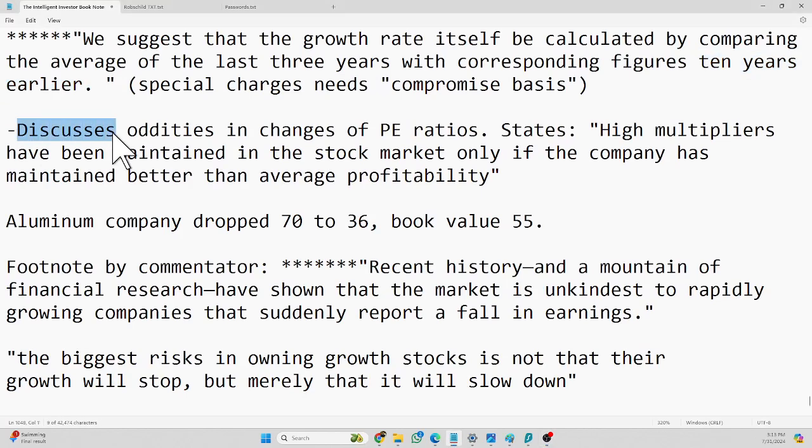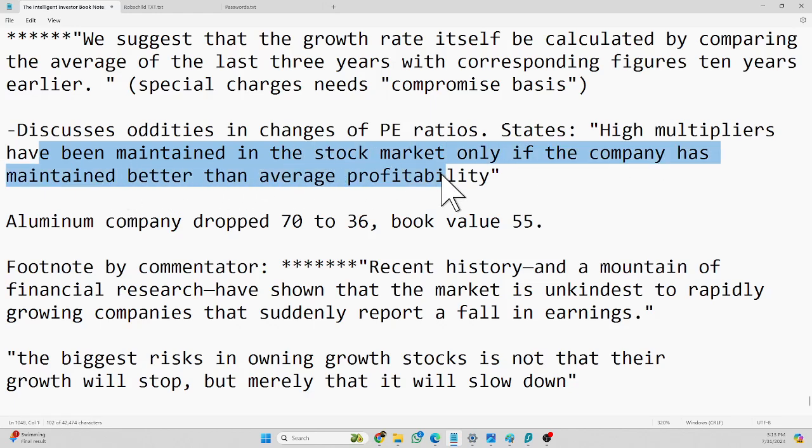But anyway, moving on, he discusses oddities in changes of PE ratios, stating, and I quote here, "High multipliers have been maintained in the stock market only if the company has maintained better than average profitability." And I note this today hugely. If a company's earnings suddenly get bigger and bigger and bigger, all of a sudden the market starts pricing it like that's just going to keep going on and on for 5, 10, 15 years. And it just doesn't work that way. Not exactly. It can, but when the price gets so ahead of itself, it gets dangerous, as I've been talking about ad infinitum now in all of my videos on this channel.